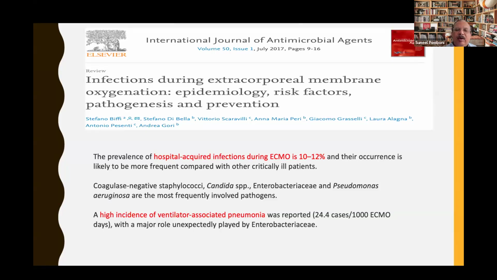A high incidence of ventilator associated pneumonia was reported, with a major role unexpectedly played by Enterobacteriaceae. So the gram negative organisms are gaining prominence nowadays. It is a worldwide phenomenon. It is so common in India as well, but it is a worldwide phenomenon.